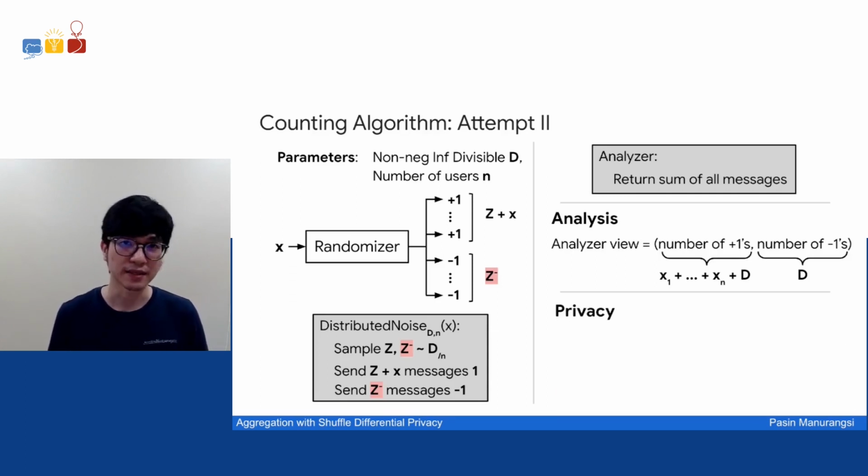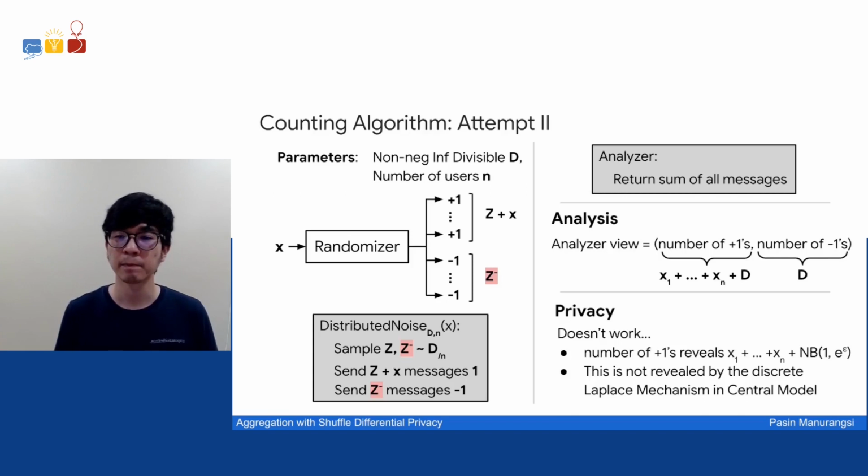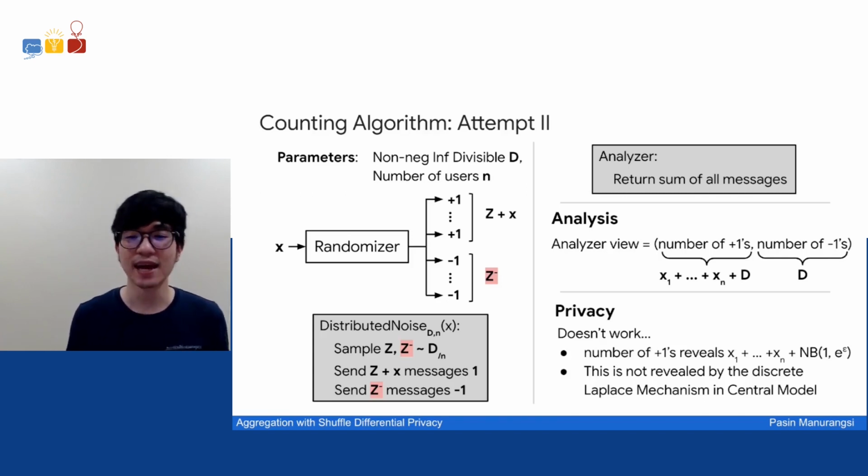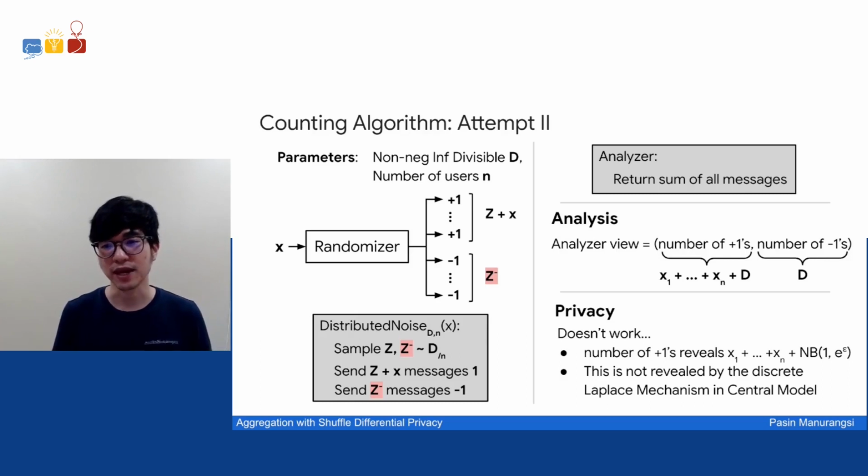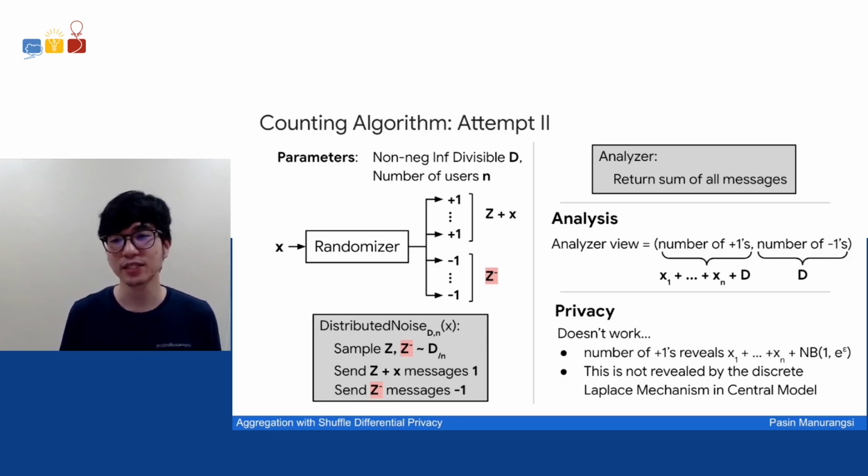How about privacy? Well, unfortunately, it doesn't quite work. Without going into too much detail, the reason is roughly that you are leaking the number of plus 1. But the number of plus 1 is actually the sum of xi plus this D. But now your D is not exactly the discrete Laplace, right?